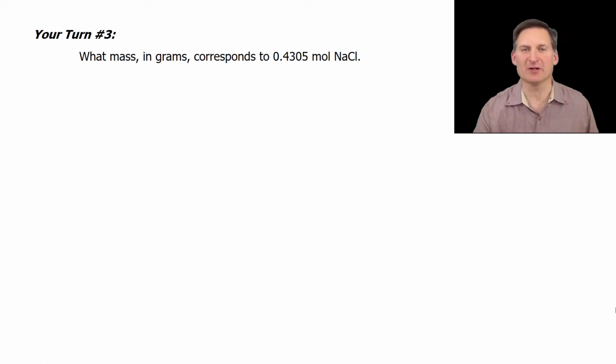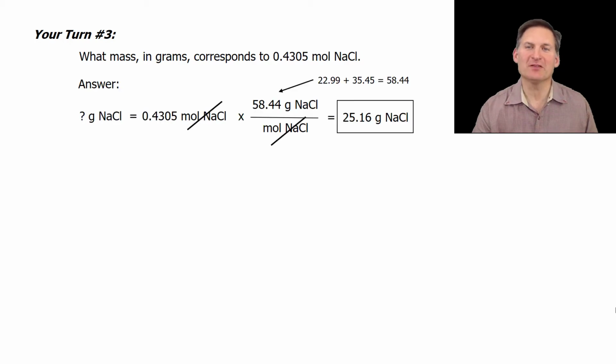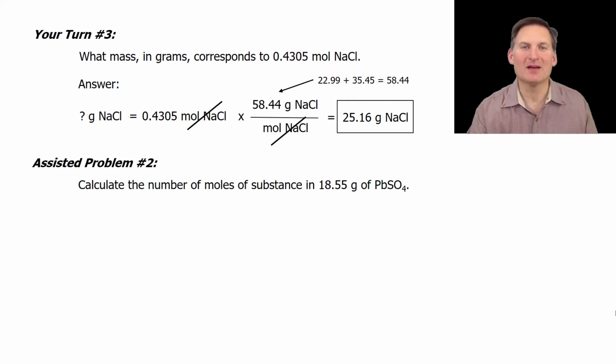Your next one is similar. Stop the video now and give it a shot. Okay, the unit setup is the same as the others, but since this problem deals with sodium chloride, we need to calculate the molar mass of sodium chloride. You get that, of course, by taking into account the atomic mass of sodium and adding it to the atomic mass of chlorine.